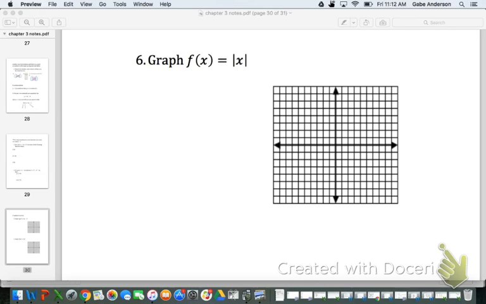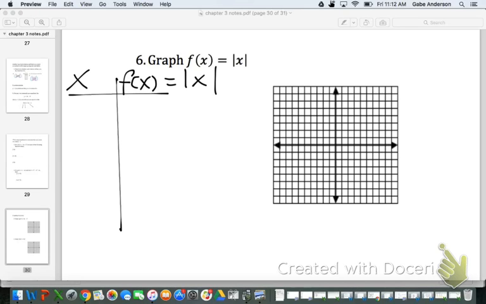So I want to make a little table of solutions and look for some suggestions from you guys as to what numbers we ought to plug in. So I've got x's, I've got f of x equals absolute value of x. What do you all think as far as some smart inputs? What would you plug in for x to get a sense of this? Yeah, go ahead, Brian.